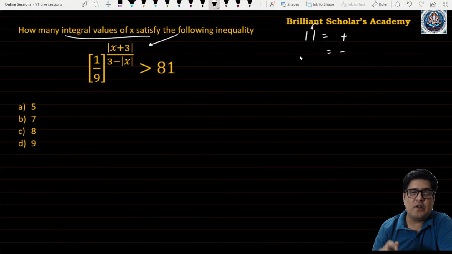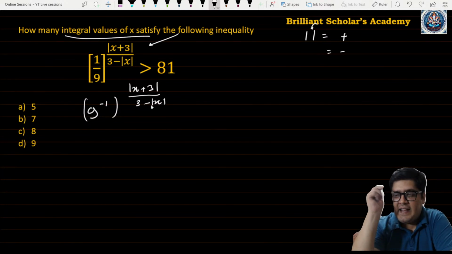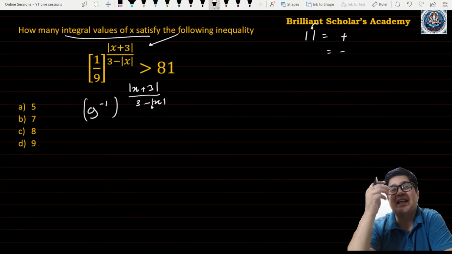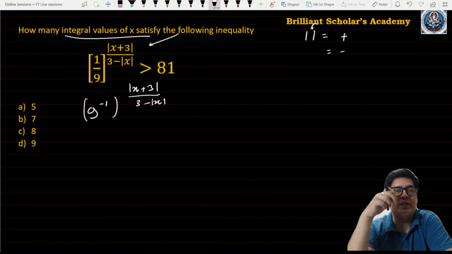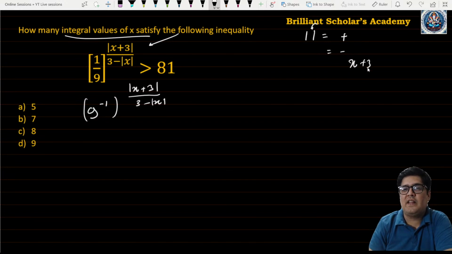So here let me start solving this for you. This looks like to me as 9 to the power -1 bracket, modulus of x plus 3 upon modulus of 3 minus x. As I had announced in the group as well, these are slightly higher level questions. These are workshops. And these are the questions you are supposed to be doing in classrooms. Once the theory part has been done, you are supposed to be solving such level questions because this is now the level of CAT.